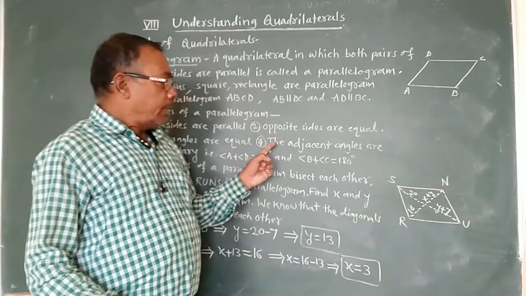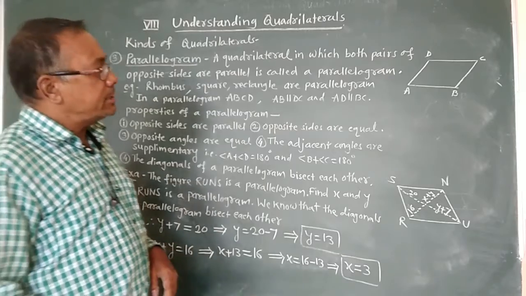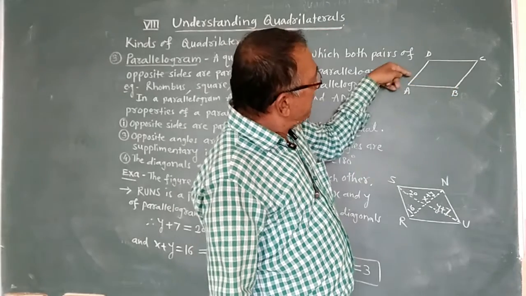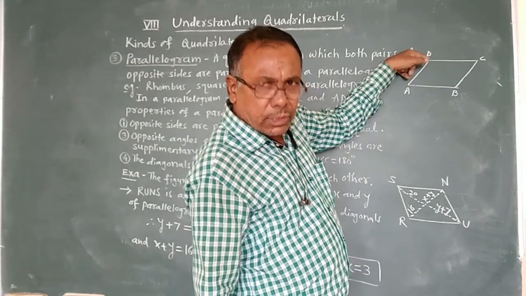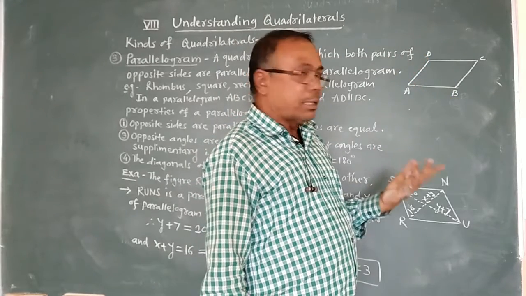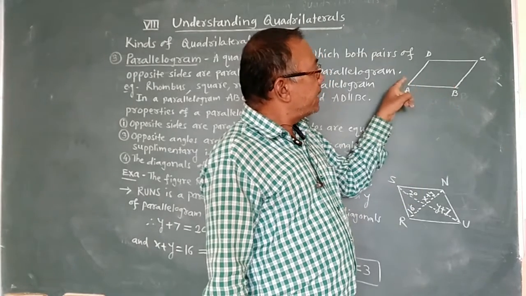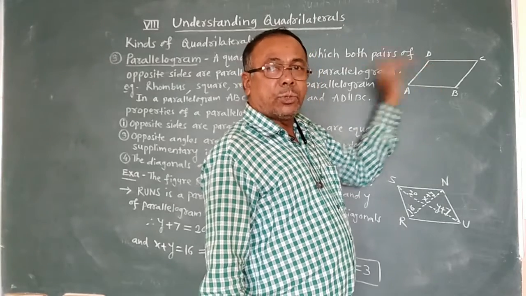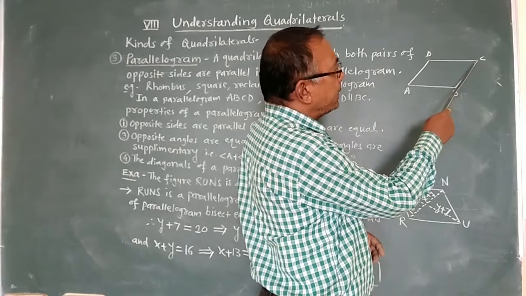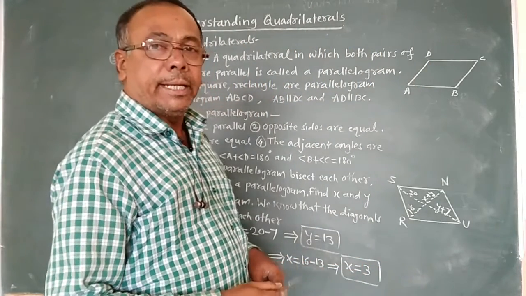The fourth property is that adjacent angles are supplementary. Angle A and angle B are adjacent angles. Similarly, angle A and angle D are also adjacent angles, and therefore angle A plus angle B is equal to 180 degrees. Similarly, angle A plus angle D is equal to 180 degrees. Here angle B plus angle C is equal to 180 degrees. Similarly, angle C plus angle D is equal to 180 degrees.